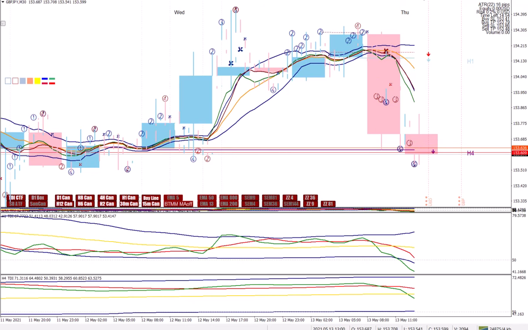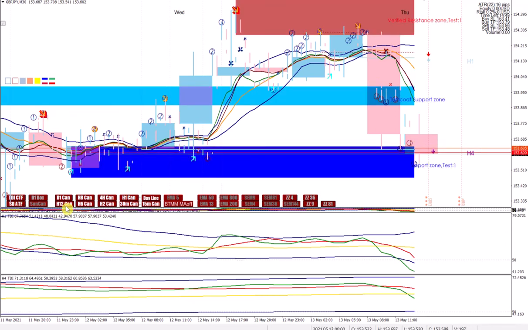Okay, right. Supply and demand, support and resistance. It's in this area of interest now. Expect a retracement. Time to get out. Okay, what's the time now?